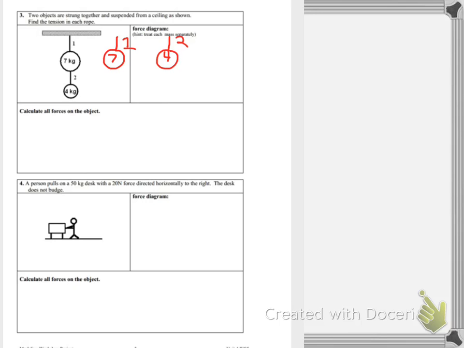So by doing it this way, I know that there's again a force due to gravity trying to pull this mass down, and then the tension force which is keeping it from moving. And this is going to be the same for the 4 kilogram object.